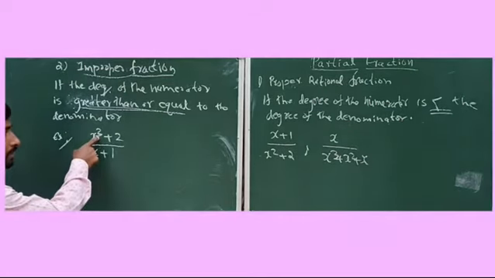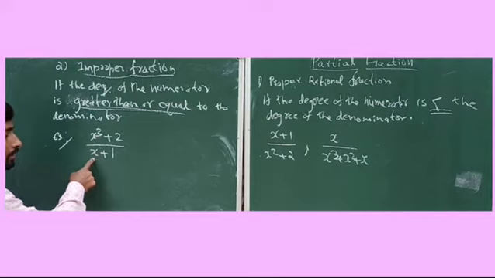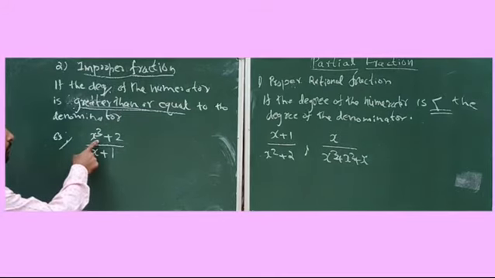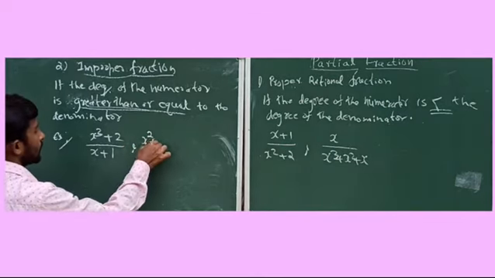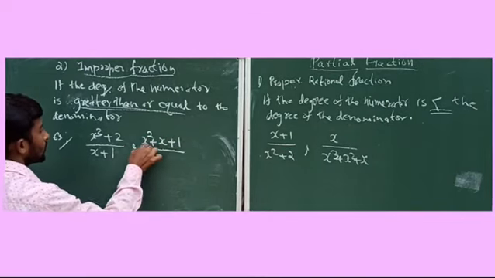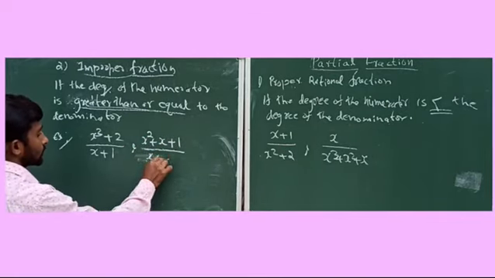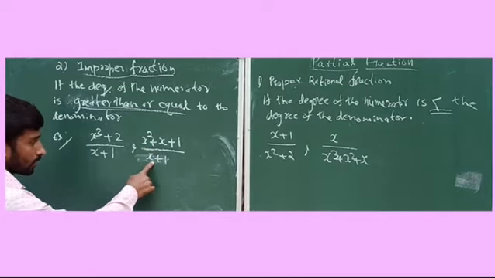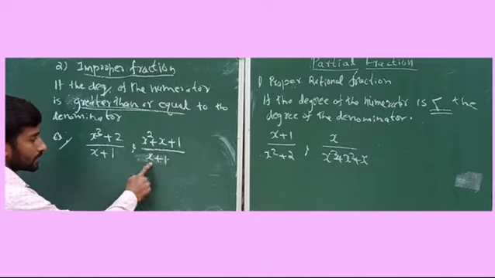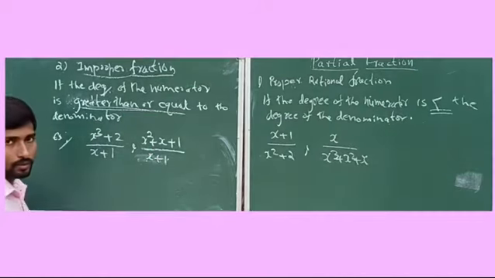This is an example for improper fraction. Why? Numerator degree 3, denominator degree 1. Okay, degree of the numerator is greater than degree of the denominator. Or see, x square plus x plus 1 divided by x plus 1. Degree of the numerator is 2, degree of the denominator is 1. Degree of the numerator is greater than degree of the denominator. Therefore, it is an example for improper fraction.